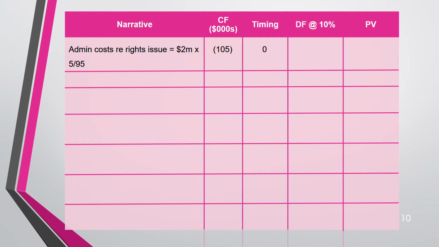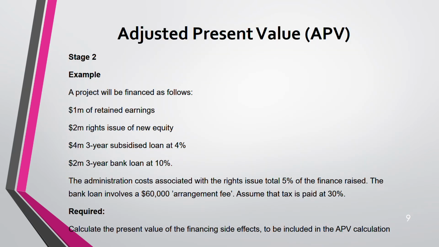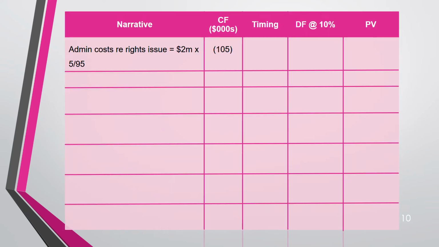Timing 0. You don't have to pay it for all the years, so the discount factor will be 1. If you see here, the discount factor is at 10%. Why? Let's go back. Because you can use any discount factor. They have taken the discount factor at 10% because that is what the bank loan is, which is debt, right? So you can use that also. But you have to give your assumption. Which discount factor are you using? So here they have used 10%. Present value is 105.